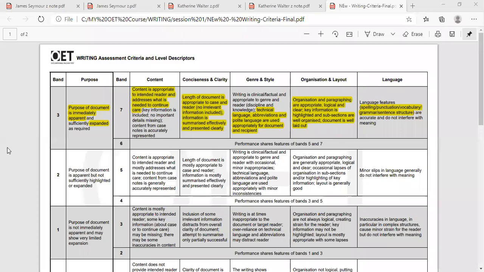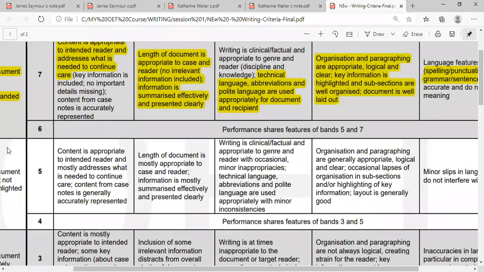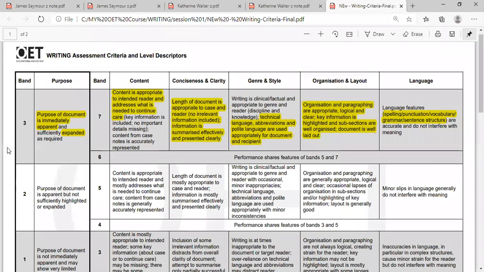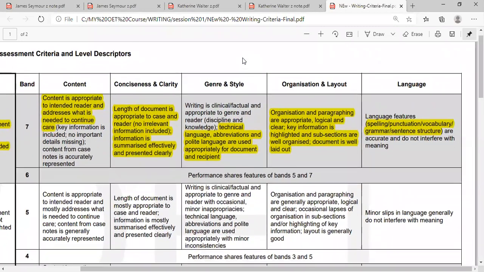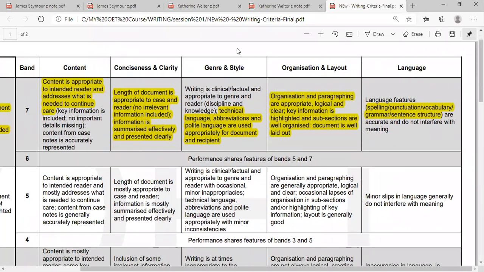According to what? According to this assessment criteria. All right? So first, we will start by the purpose, and then the content, conciseness and clarity, genre and style, organization and layout, and language. So let's take them one by one. Let's leave the purpose till the end because I consider it the most important assessment criteria. So let's start first with the content.